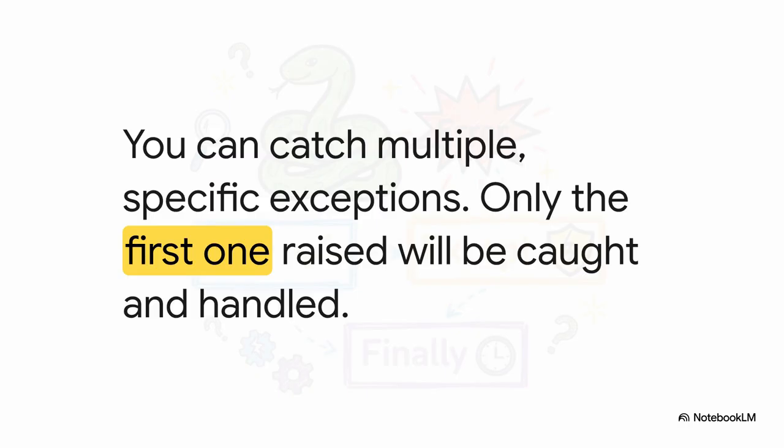So check this out. Inside this try block, we've basically set up two potential landmines. First, it tries to turn the letters A, B, C into a number. That's never going to work. It immediately triggers a ValueError. The code jumps straight to the except ValueError block, and that's it. It doesn't even get to the next line to try dividing by 0. The first error that happens is the only one that gets caught.